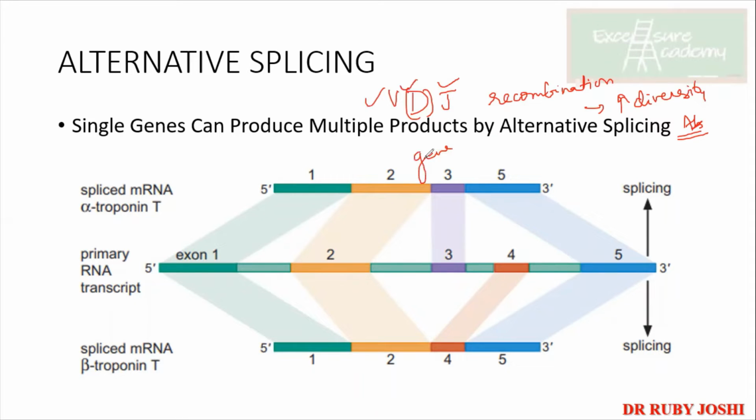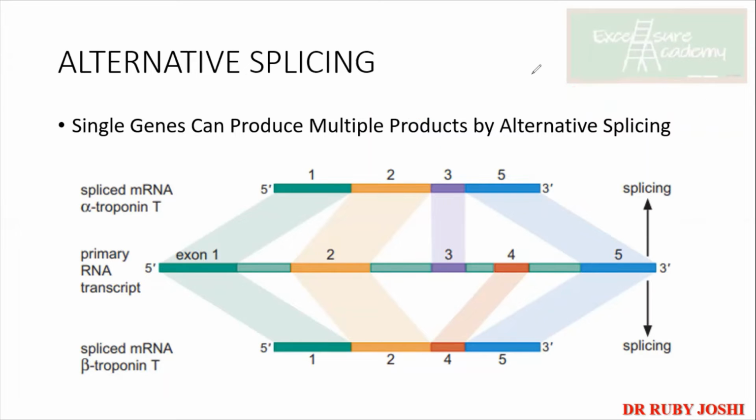So alternate splicing says that it is the same gene, it will give you the transcript, and that transcript, depending on the differences in the splicing, can result in the production of different types of proteins. Understood? Let's see the figure, that will be more clear. So if you see over here, we have got the primary RNA transcript. So we have got exon 1, 2, 3, 4, and 5. This light green color things are your introns, correct?